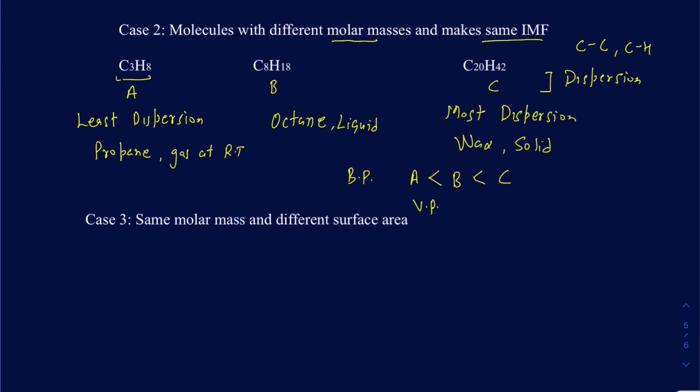When I'm arranging those in terms of vapor pressure, it's obviously just going to be opposite. So C is going to have the lowest vapor pressure, followed by B, and since A has the lowest boiling point, the weakest intermolecular forces in this case, or the weakest amount of intermolecular forces, it's going to have the highest vapor pressure.